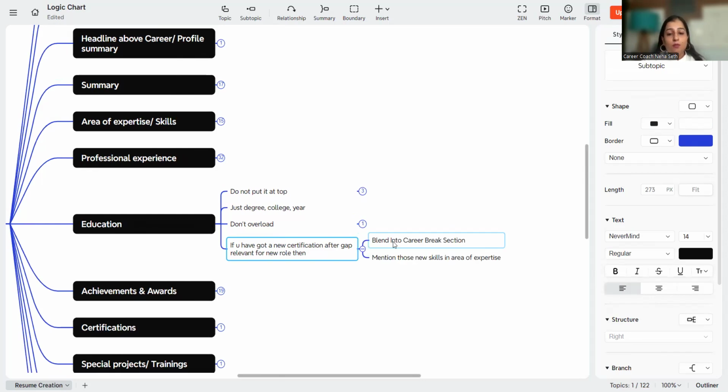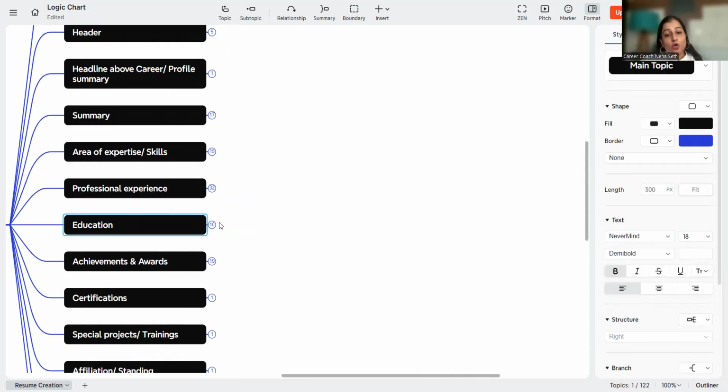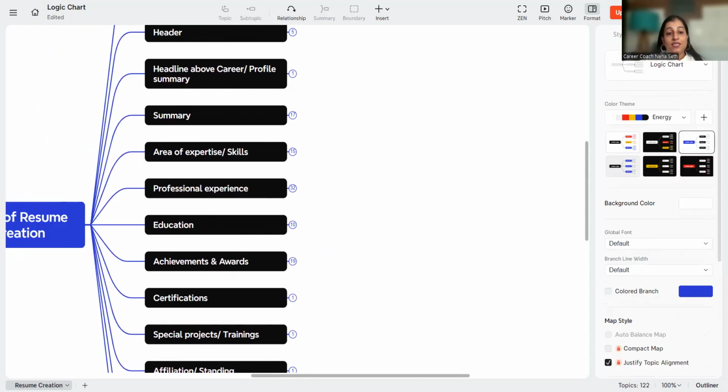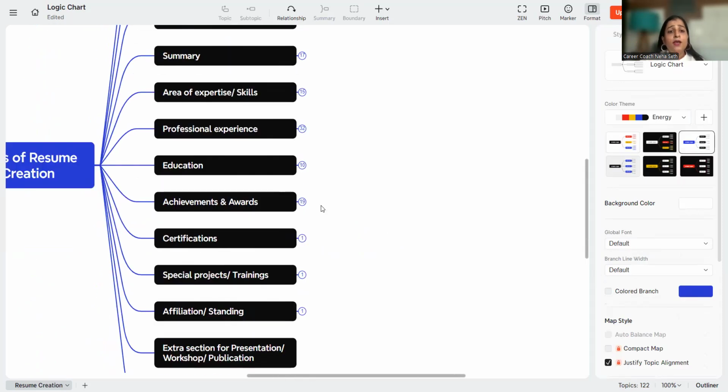No, I would say that blend it in your career break section. So you have mentioned a career break section on your professional experience. So you can blend that over there, or you need to mention those new skills in the area of expertise. Okay, because the recruiter is going to look at your resume in F section or Z section. And the top part, if it is convincing, then he might go below and read.